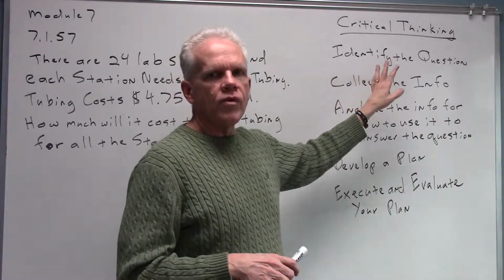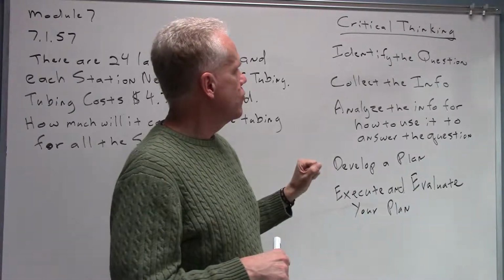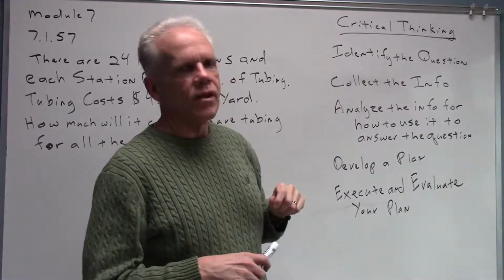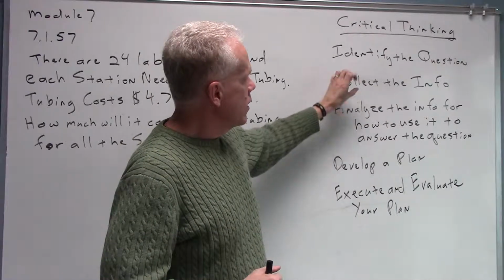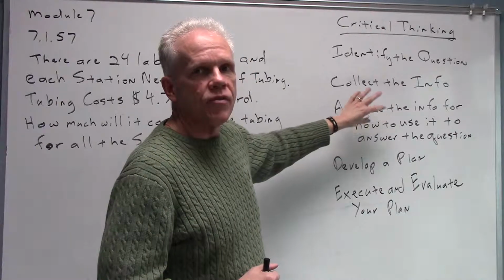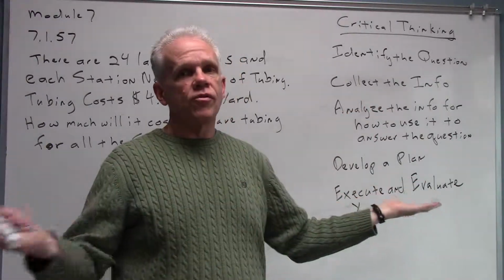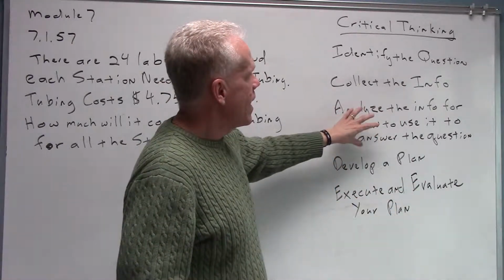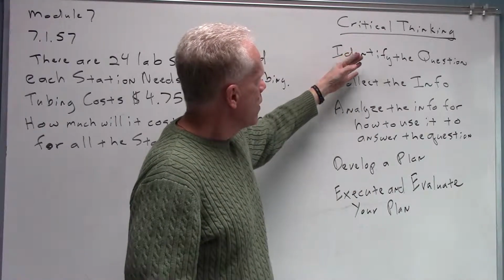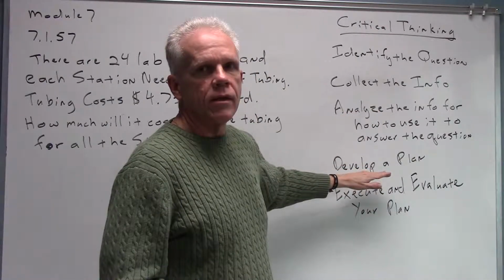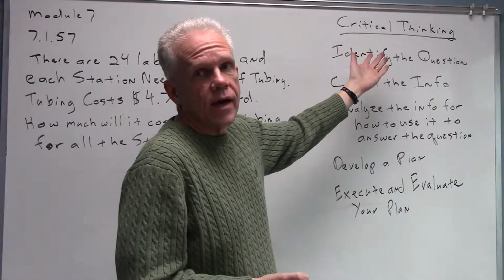Once we've identified the question, we've got a clear picture of what we're after, then we're going to collect information around that question. Then we're going to analyze that information for how to use it to answer the question. We've collected the information, now we're going to look at it to set priorities: we need to use this information or that information, or maybe some can just be thrown out. Once we've analyzed it, we'll develop a plan to answer the question. And everything, remember, goes back to the question that we identified at the beginning.